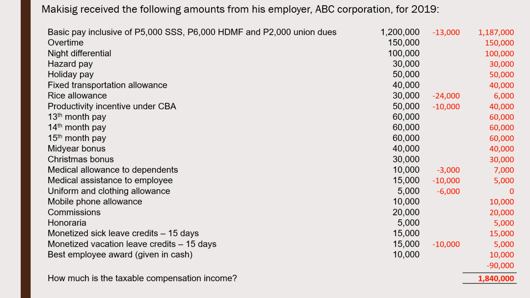de minimis benefit. Then you see here before the total, this is the 90,000 threshold. So you just deduct that because adding the bonuses and the excess de minimis benefits altogether will exceed 90,000 anyway. So totaling this, you will arrive at an answer of 1,840,000.